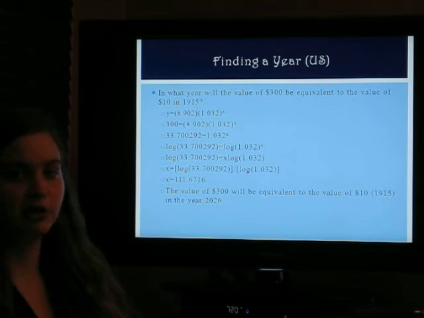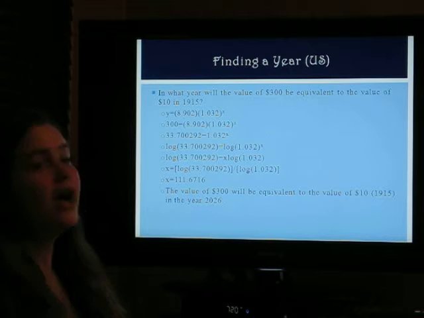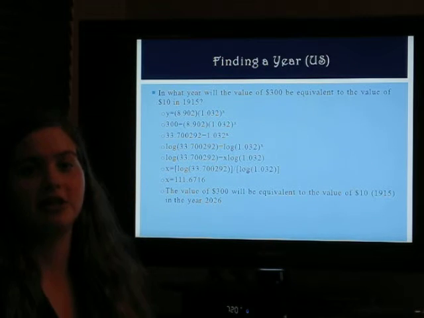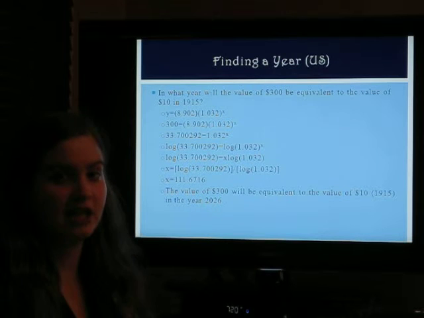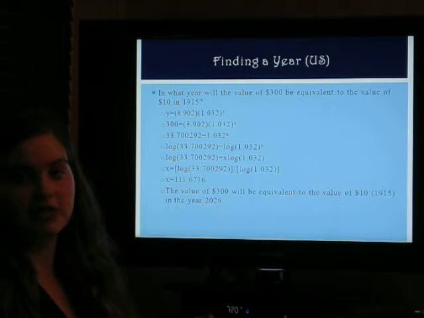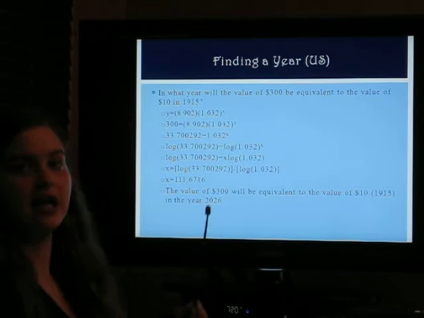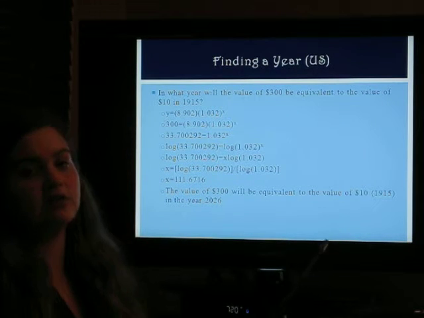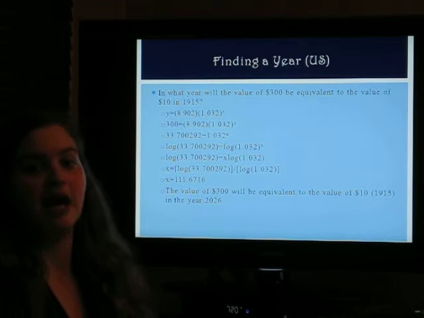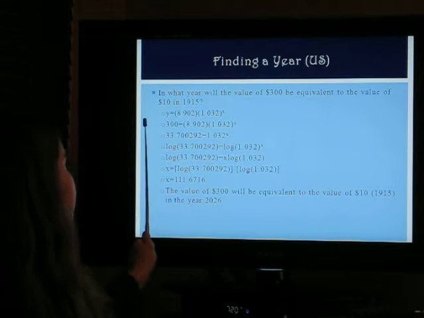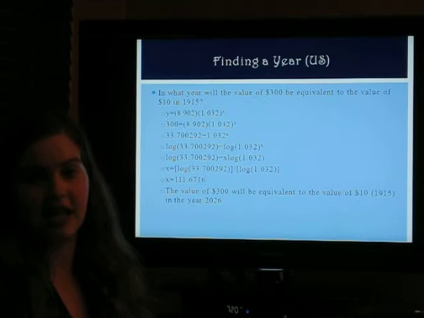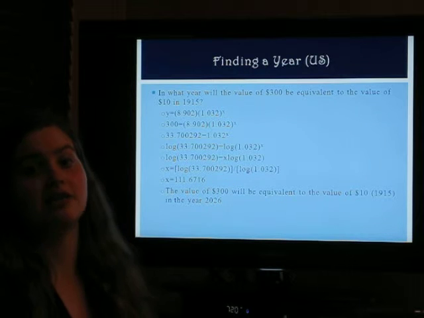So now I'm going to be working to solve the question: in what year will the value of $300 be equivalent to the value of $10 in 1915? We're just going to be plugging some values into this equation and then solving for the unknown values. In the question, we're given the monetary amount, and we know that that is our y value, so we put that for y. Now we don't know x, which is the years after 1915.